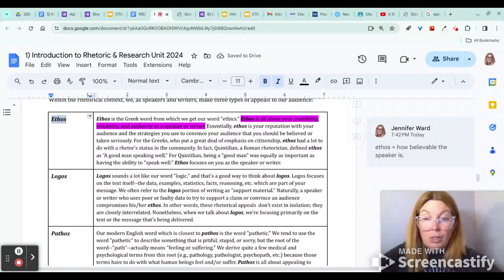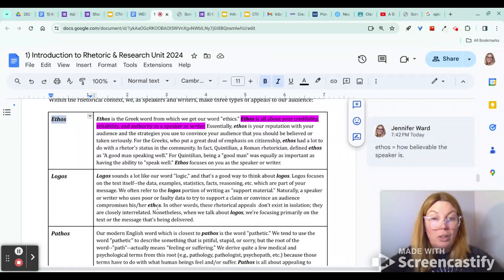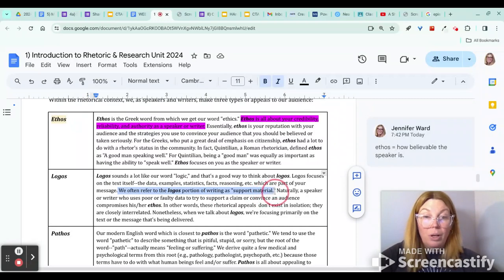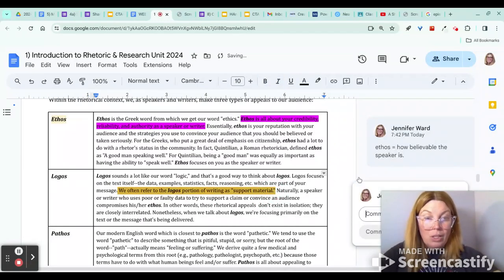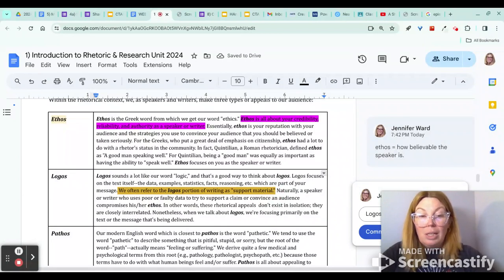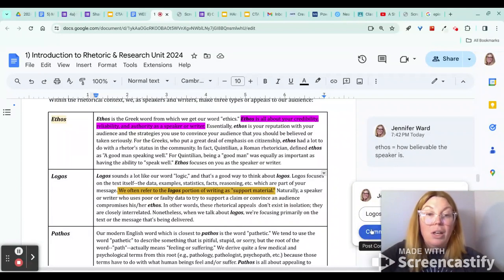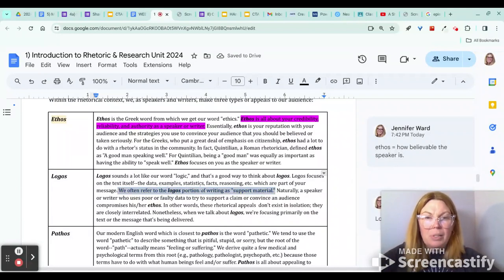Logos sounds a lot like our word logic, and that's a good way to think of logos. Logos focuses on the text itself: the data, examples, statistics, facts, reasoning, etc., which are part of your message. We often refer to the logos portion of the writing as the support material. So this is sort of how we logically support our ideas. So logos equals how we logically arrange support.